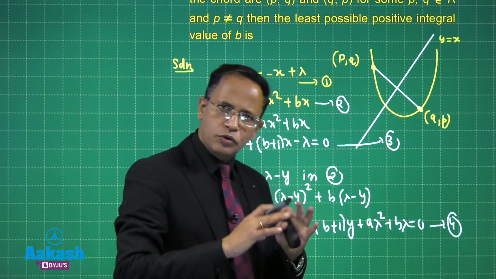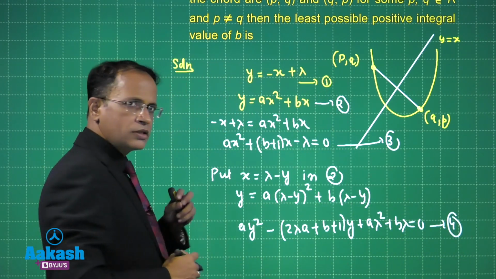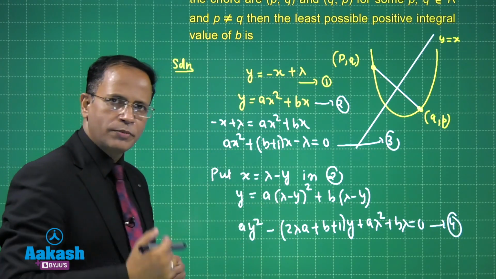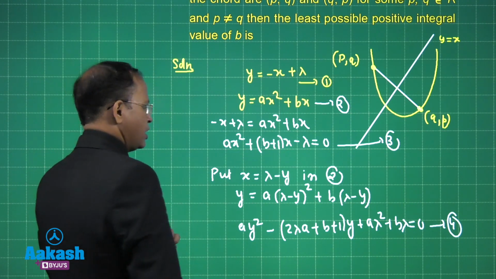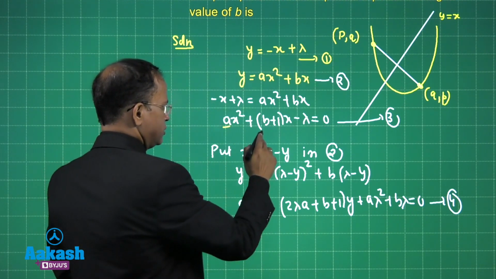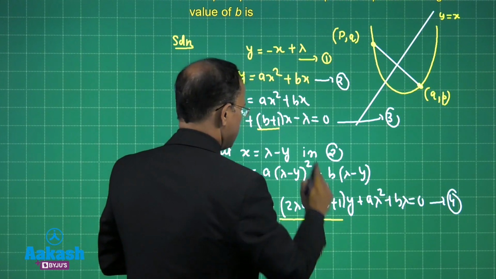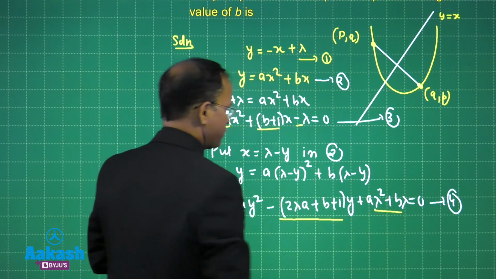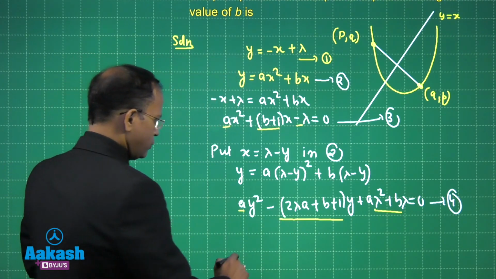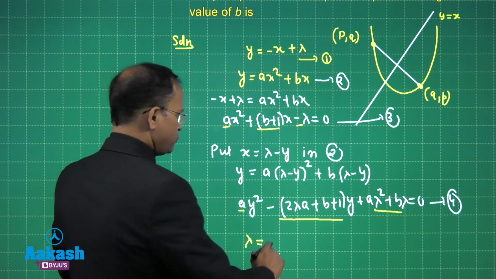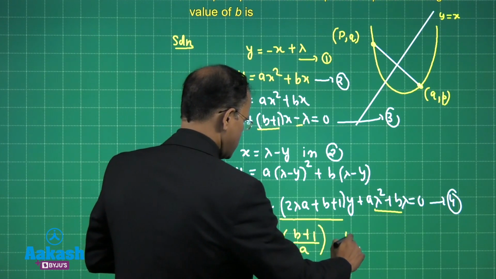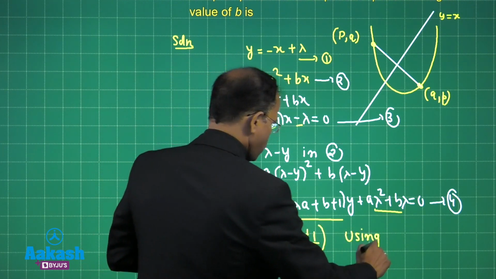Both the equations have both roots common. So what is the condition for 2 quadratic equations to have both roots common? It is a1/a2 = b1/b2 = c1/c2. So I'm talking about something like this: this coefficient divided by this, b + 1 divided by this, and then we have -λ divided by this, right? So once you use the condition of common roots, we get λ = -(b + 1)/a.